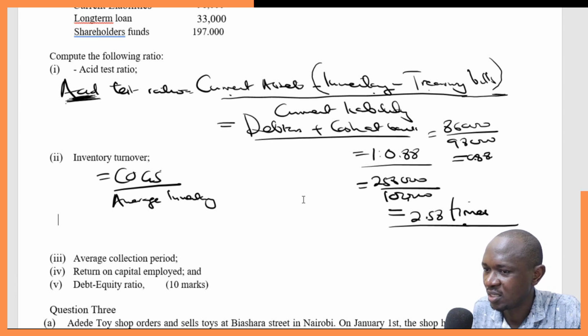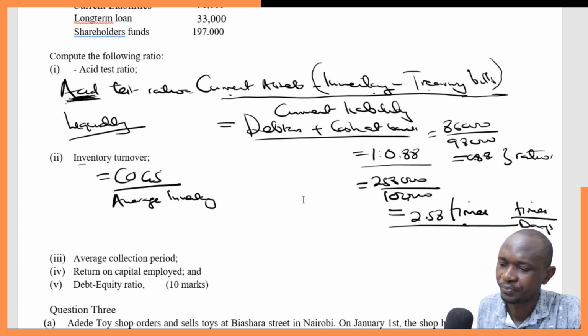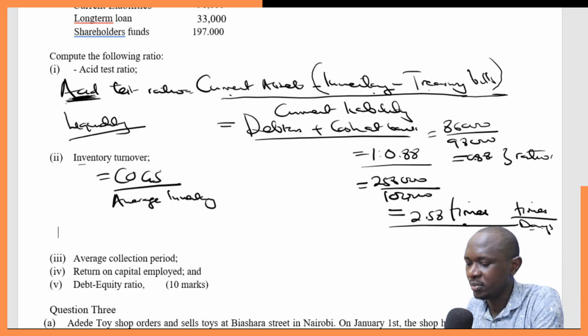For the first one, these are liquidity ratios, and for liquidity ratios we express the answer in terms of ratios. Inventory turnover is an activity ratio, so we express it in number of times or days. So let's go to the third item.